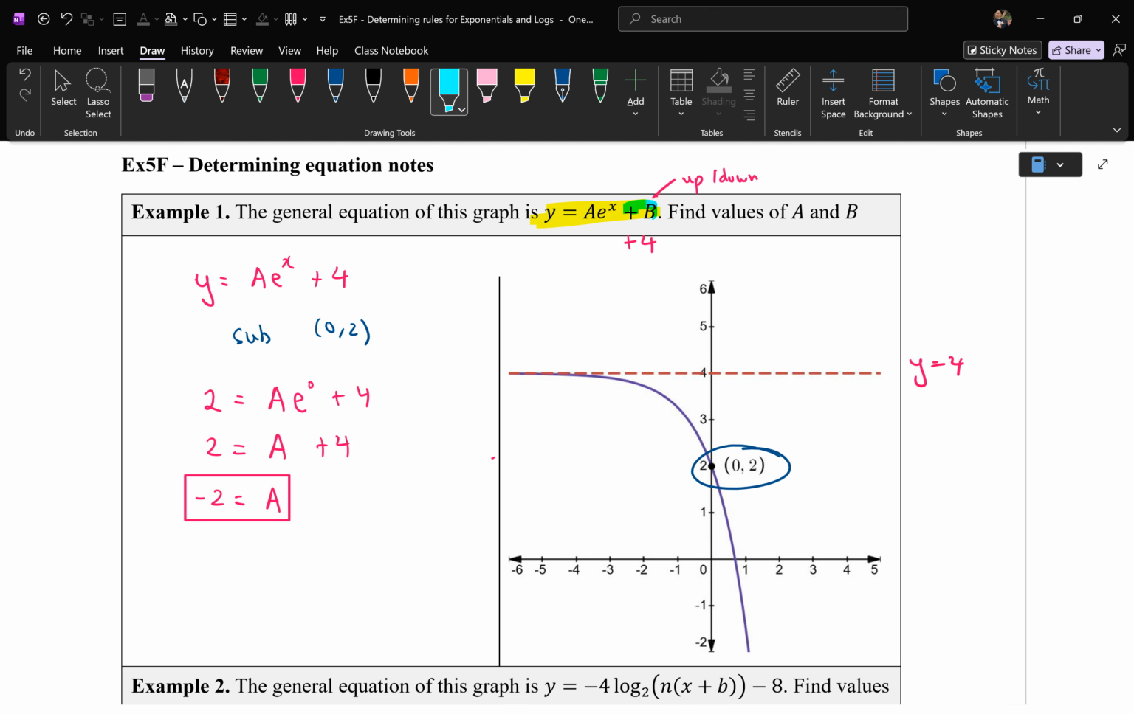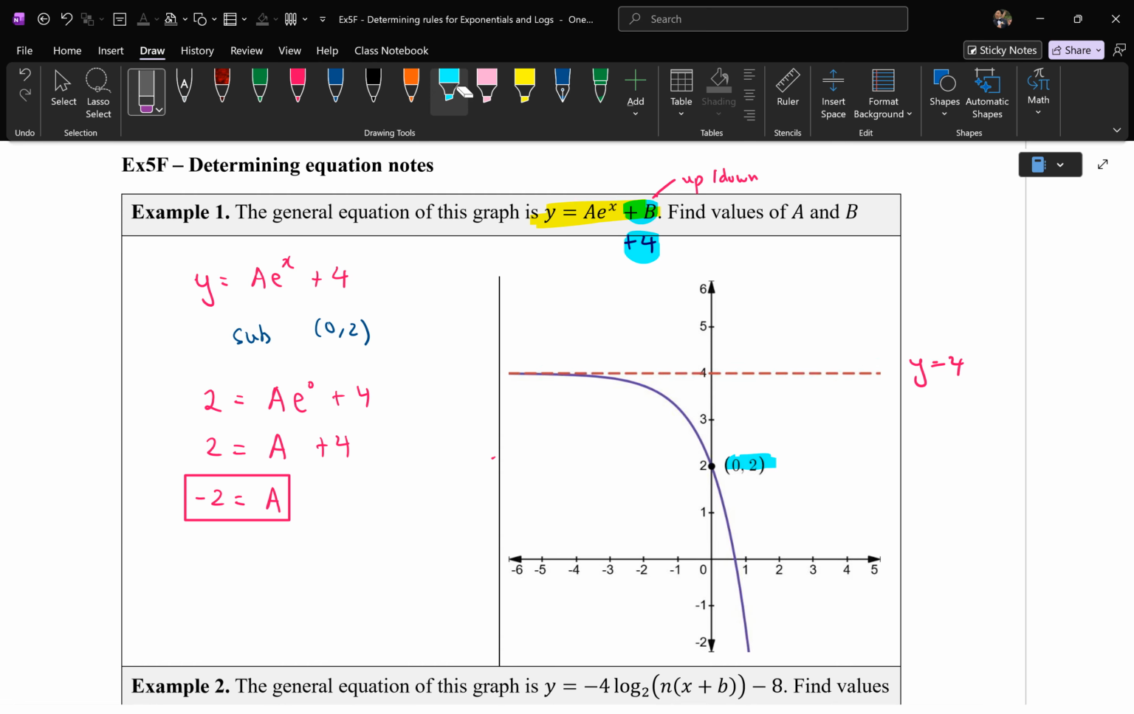Finding B, that's a vertical translation. So we can see the asymptote at 4. So therefore, it had to be B, had to be plus 4. And then A, which is a dilation, sub in 0, 2. So if you sub in 0, 2, you got 0 and then 2, and you can solve for A. And then A should end up being -2.